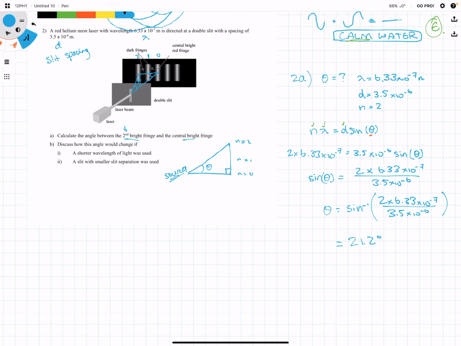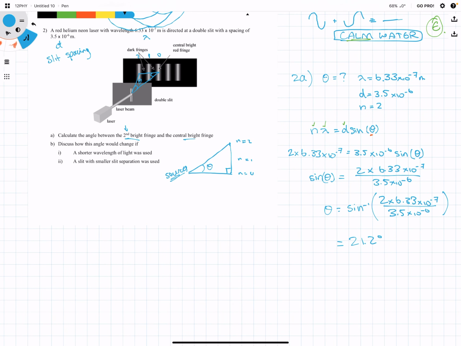So that's A done. Let's have a think about B, parts 1 and 2. How's this angle going to change if a shorter wavelength of light is used? Let's use our equation to help us understand. n lambda equals d sine of theta, so n lambda over d equals sine theta. That will help us understand a little clearer, I think.